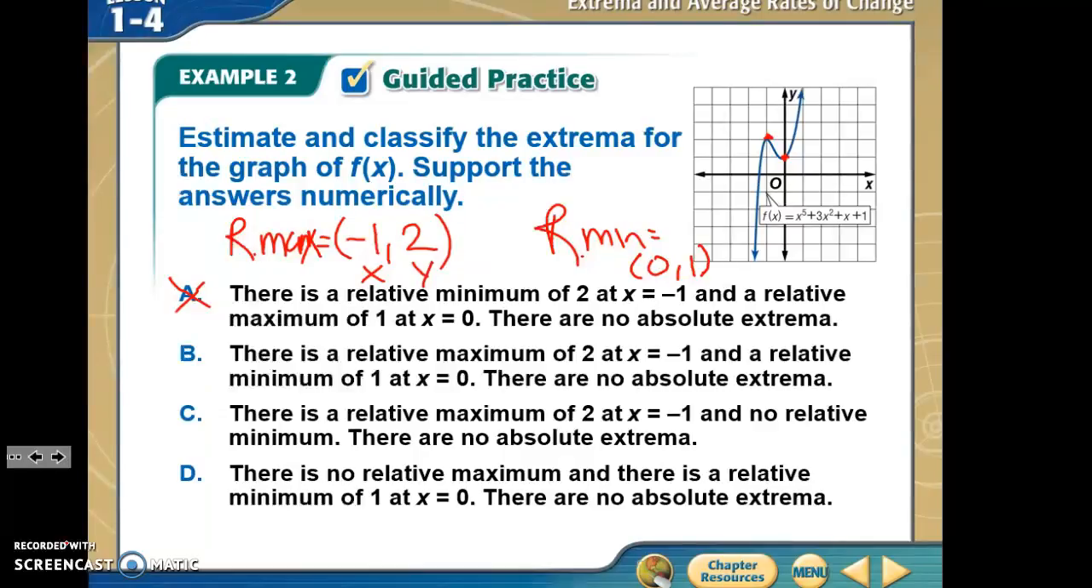And it says there's no absolute extrema. Okay, so that one maybe. There's a relative max at 2, -1, and no relative minimum. Well, we came up with one, so we know that's not it. And so this one says that there's neither. So it looks like B is the one that fits.